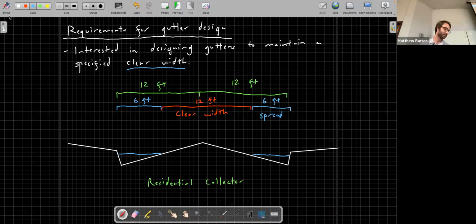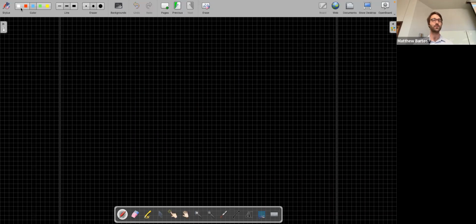Okay. Are there any questions conceptually on what we're trying to do with gutter design? No? Okay, so again, to summarize, we're interested in designing the gutter to maintain a specified clear width. We want to limit the spread of the water on the roadway. So let me talk about the two main types of gutters that we'll be looking at. The first is a simple gutter.